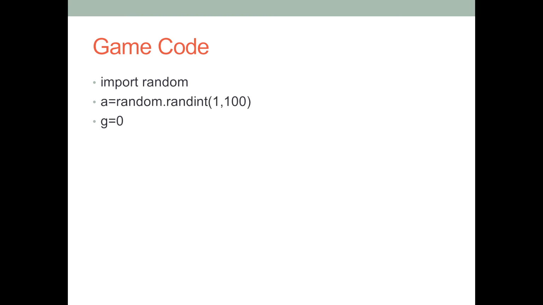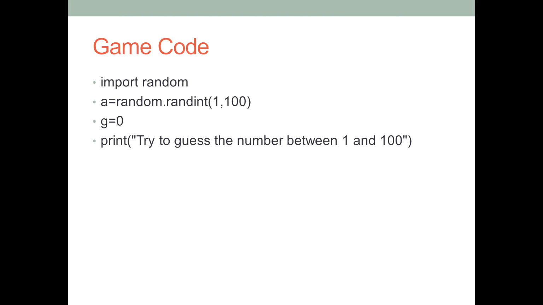I'm then setting g to 0, so g is going to be our guess. I'm just setting that to 0 to make sure it's not going to get confusing, and it's always good practice to reset your variables to 0 the first time you use them. The instruction to the user, we're going to print, try to guess the number between 1 and 100.